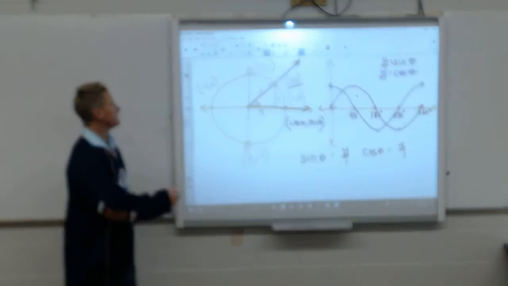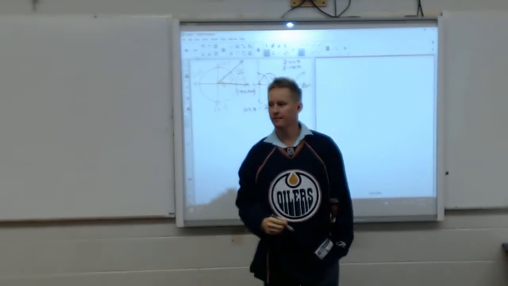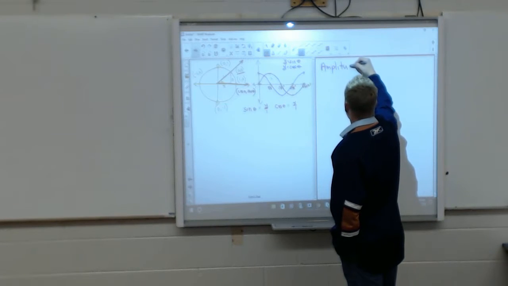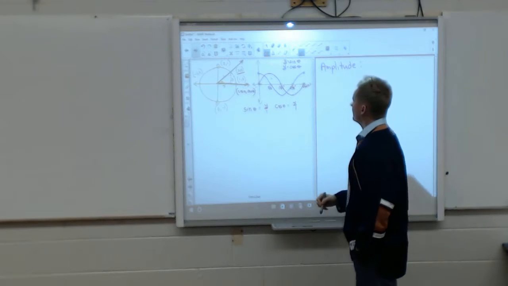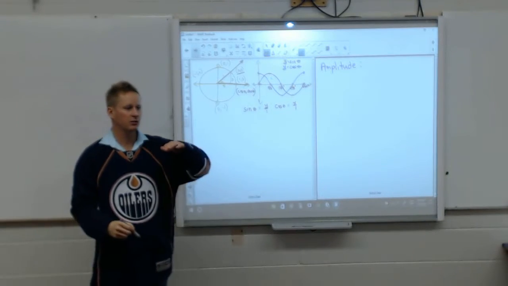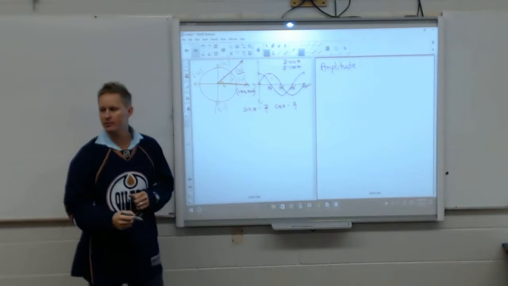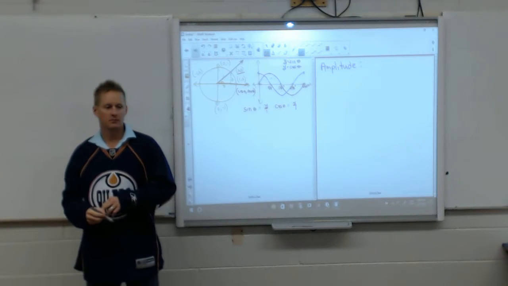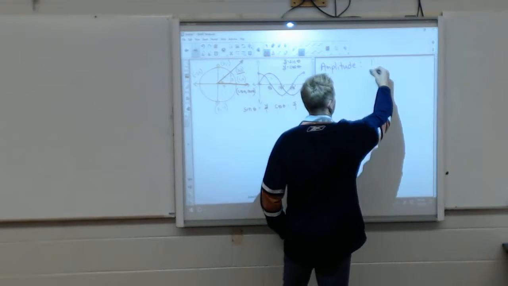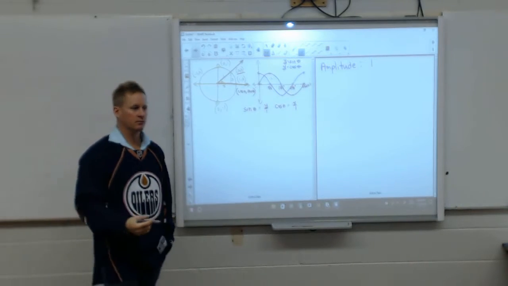So there are some things that we need to take from this graph that are important to us. The amplitude. The amplitude is the distance from the equilibrium position, the rest position, to the maximum value. In this case, what is the amplitude in this graph? 1. The distance from here to here is 1. The amplitude helps us with our range.